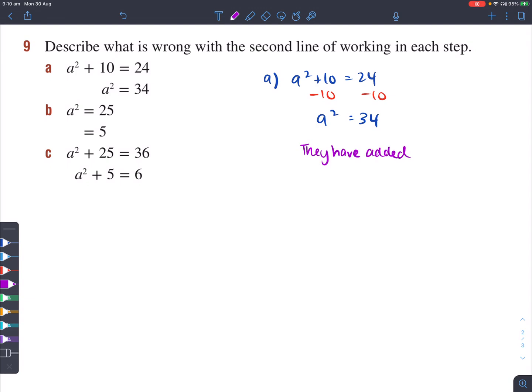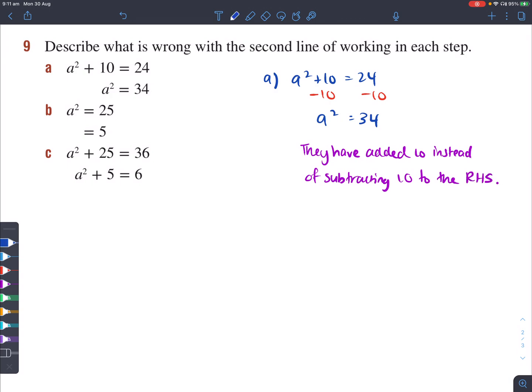So the answer for part A is they have added 10 instead of subtracting 10. And what do we call this? Which side of the equation is this? We can say it's subtracting 10 from the right-hand side, and you're allowed to write RHS. We understand that.